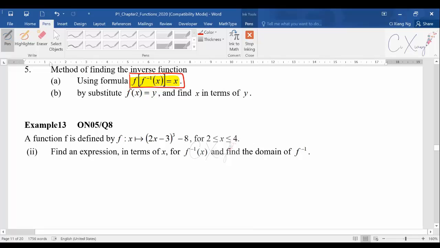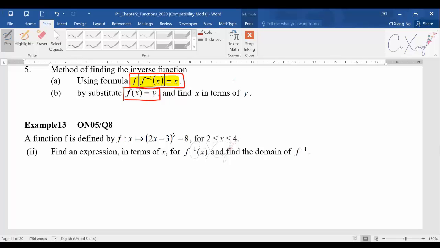Okay, and then usually I use the second method. What I do is I let f(x) equals y. Then after that, I find x in terms of y, like what I showed you in the previous video. So y equals something something x. After I rearrange it, I change it to become x equals something something y. All right, then from there, that is my inverse function answer.